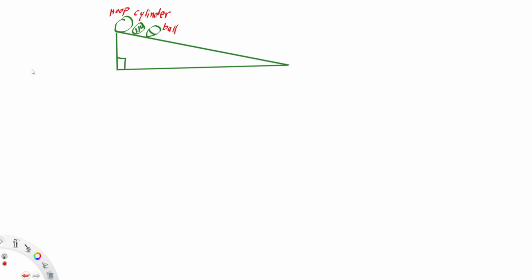So we have a hoop, a cylinder, and a ball. All have the same radius. All have the same mass. Which one of them gets to the bottom of the ramp first?